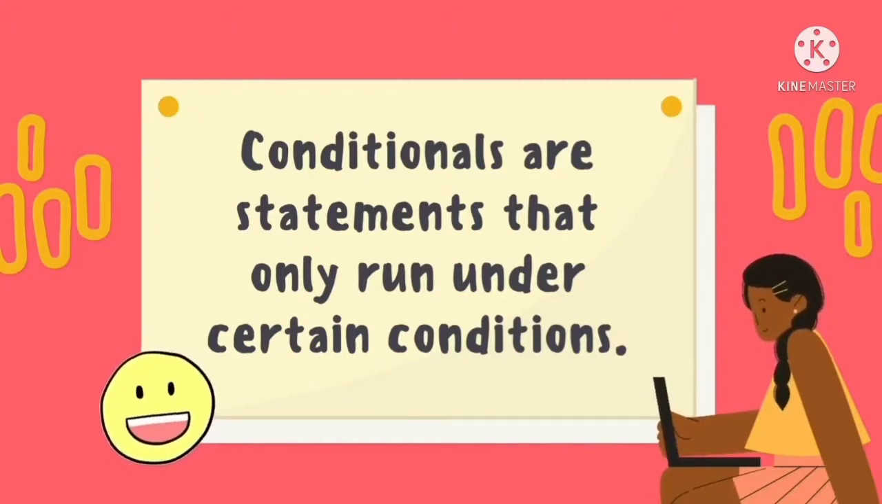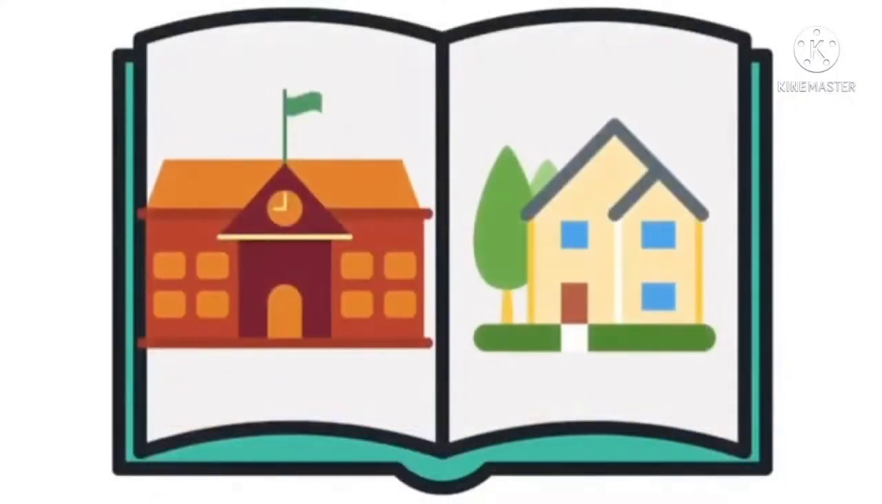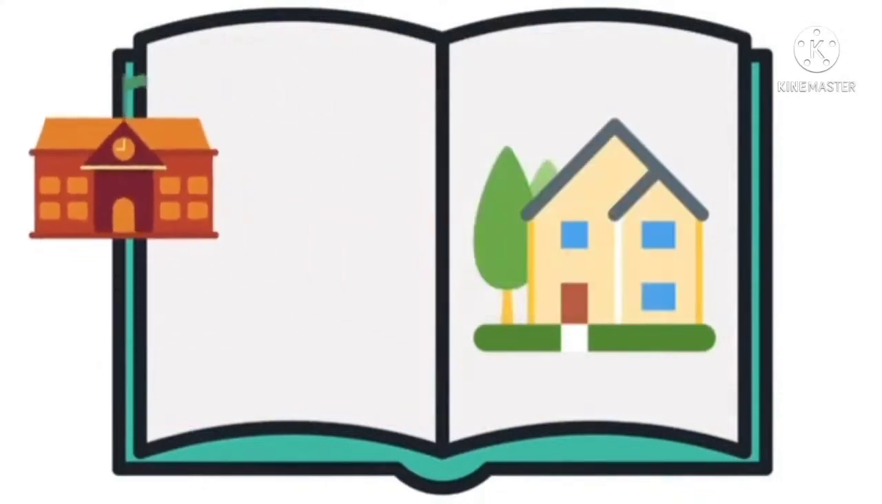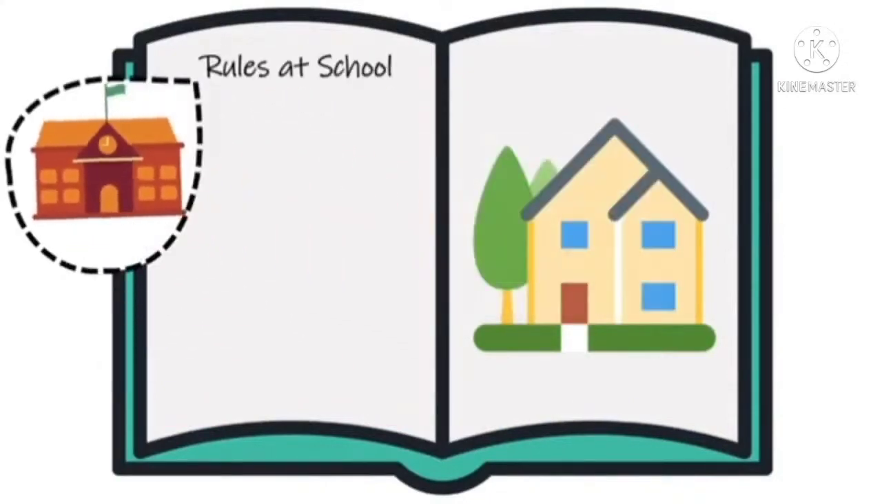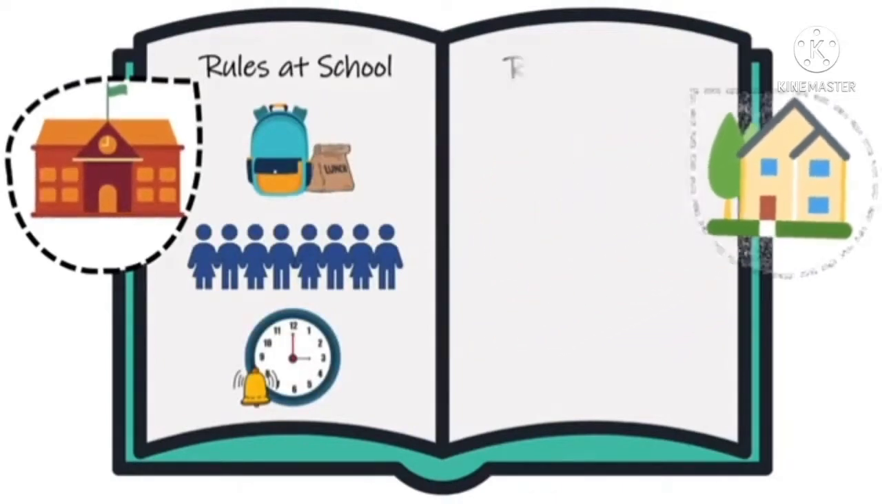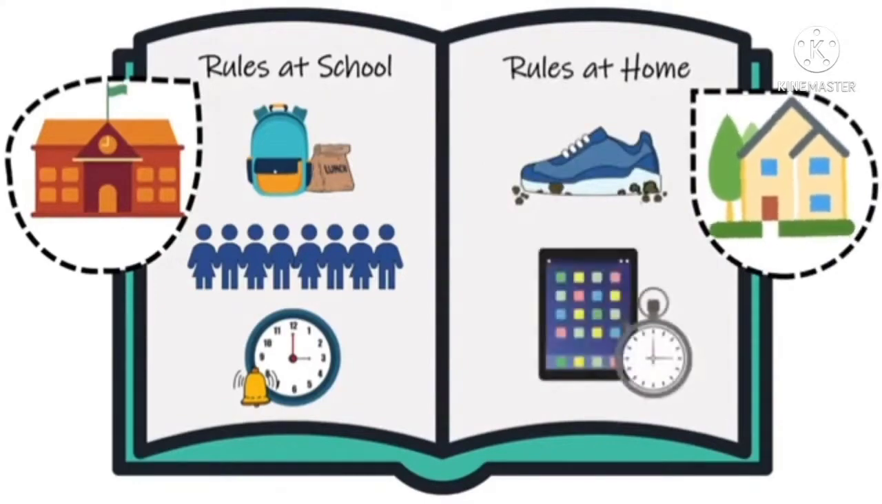Let's look at an overview of today's lesson. Think about a day at school or at home. You probably have some rules to follow, right? When you're at school, you likely have a set of classroom rules, like where you can put your belongings, how to line up to go to lunch, or when you can leave the classroom. At home, maybe it's a rule that you have to take your shoes off when you come inside, or you're only allowed to use electronics at a certain time.